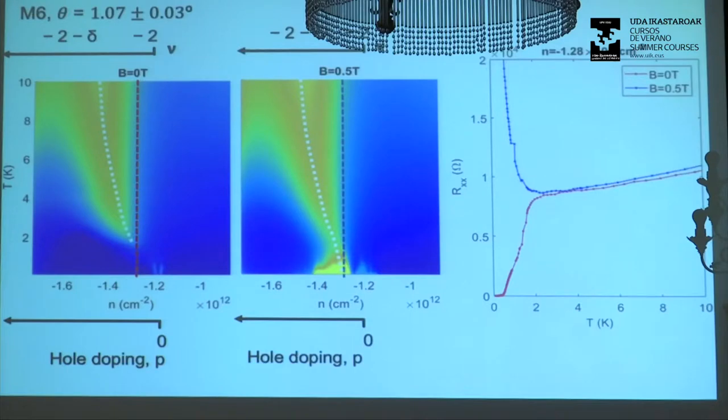Let me leave this for a moment. I'm going to come back to it in a little bit. But for now, this is the story. There seems to be some competition between some order and superconductivity. Superconductivity wins at zero magnetic field. But if you suppress superconductivity with a magnetic field, then that order leads to an insulated state at low temperature.